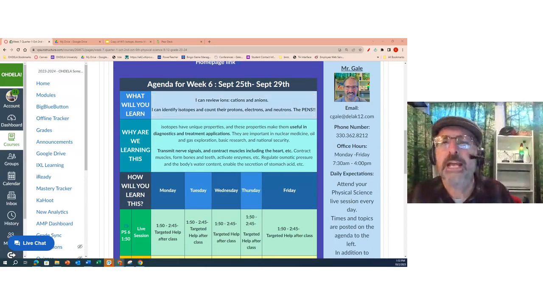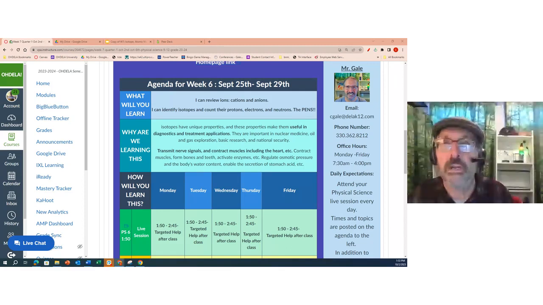So let's take a look at this week. I can review ions, cations, and anions. We've talked about them a little bit. We'll get into more detail, but you need the vocabulary words there. I can identify isotopes and count the number of protons, electrons, and neutrons with the Pens method, which is protons, electrons, and neutrons.